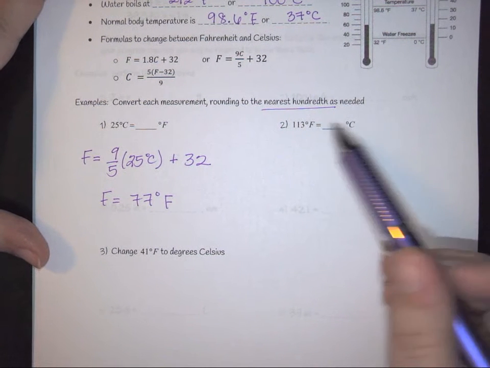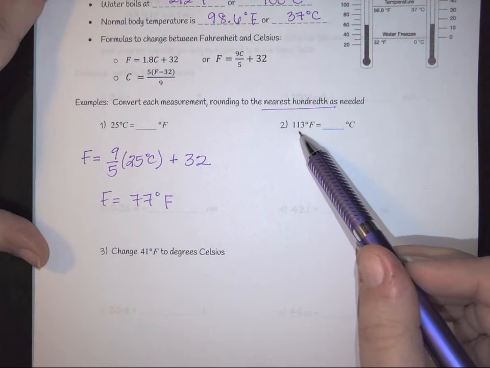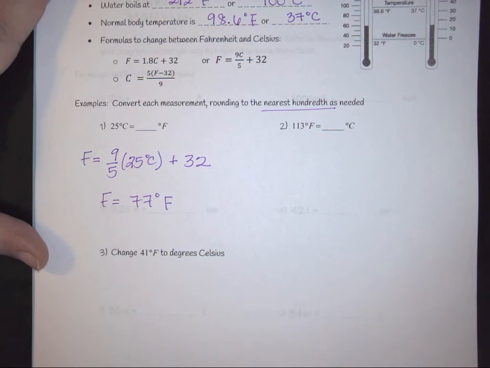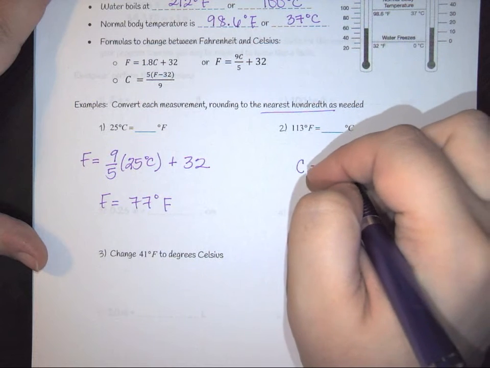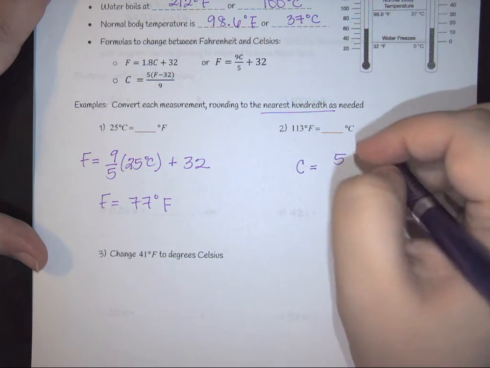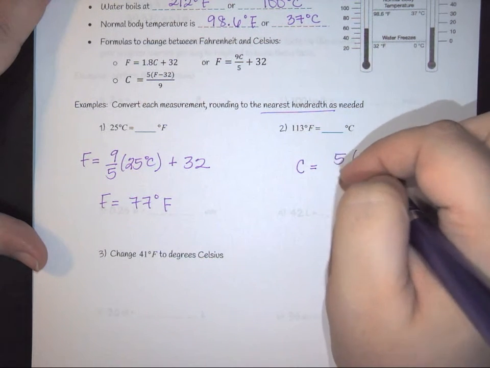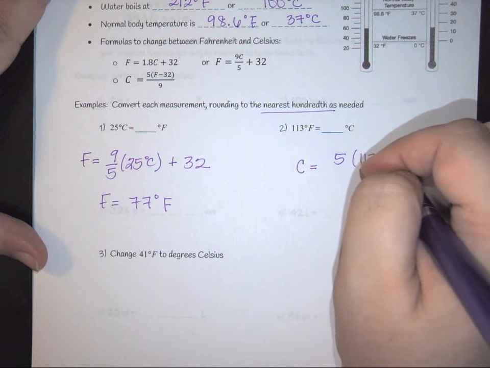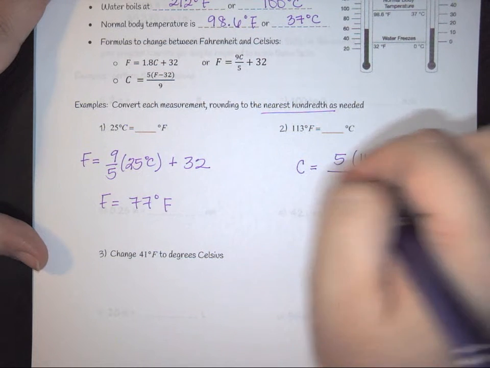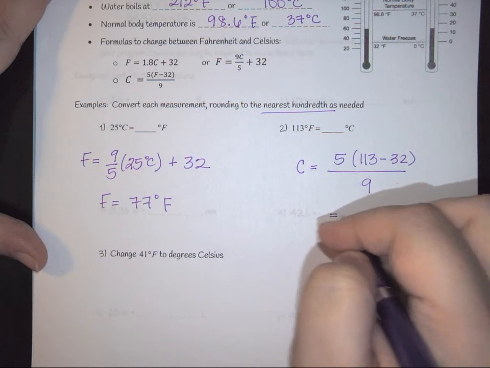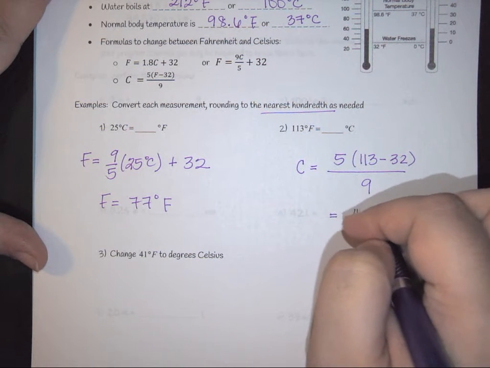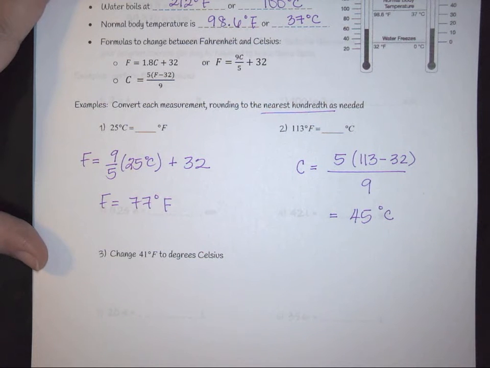Now the second one, I have 113 degrees Fahrenheit, so I'm going to use my Celsius equation, which says I'm going to do 5 times 113 minus my 32, all over 9. And when we do that, we come out with 45 degrees Celsius.